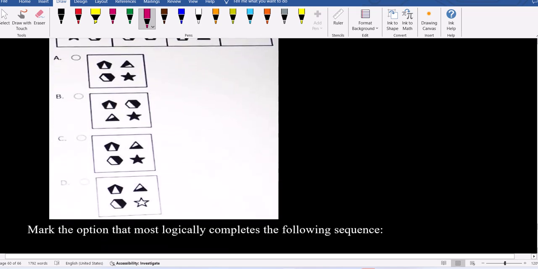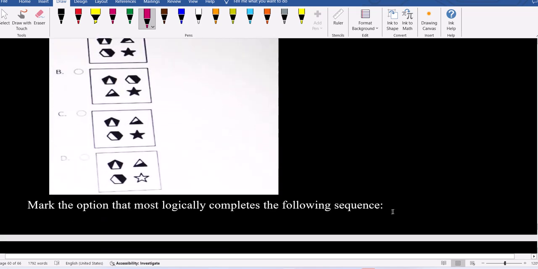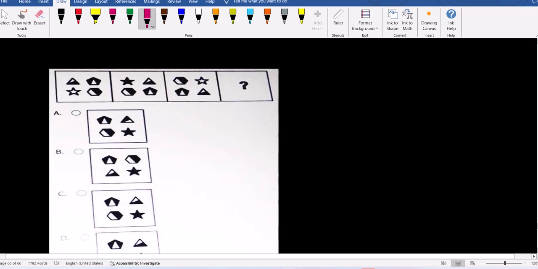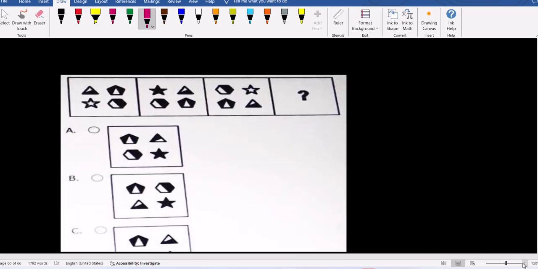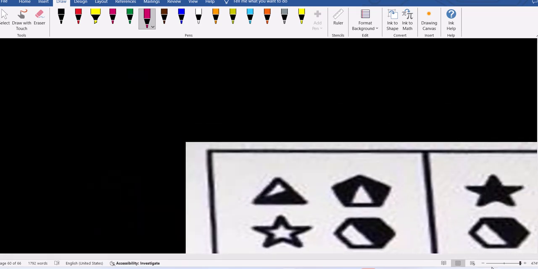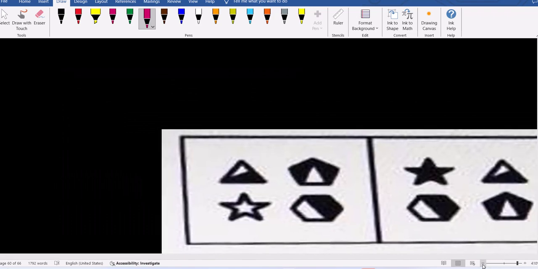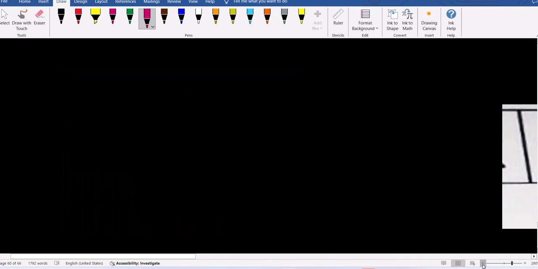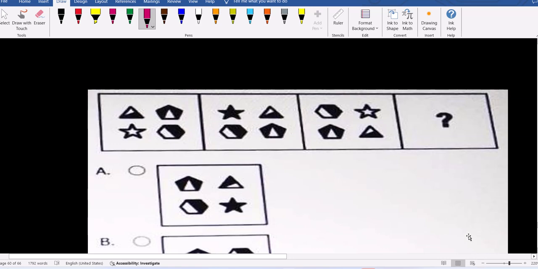So which will most logically complete the sequence is the question. I'll just zoom the screen. You have to identify which is the next diagram. Now you focus on those shapes. We have only those four shapes.